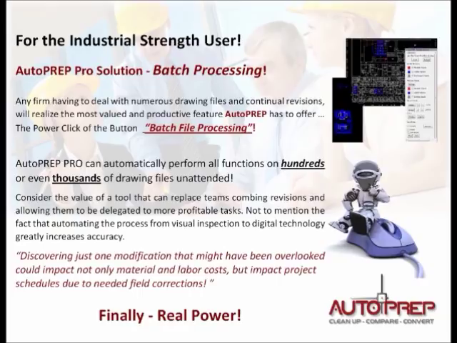Consider the value of a tool that can replace teams combing revisions and allowing them to be delegated to more profitable tasks. Not to mention the fact that automating the process from visual inspection to digital technology greatly increases accuracy. Discovering just one modification that might have been overlooked could impact not only material and labor costs, but impact project schedules due to needed field corrections.